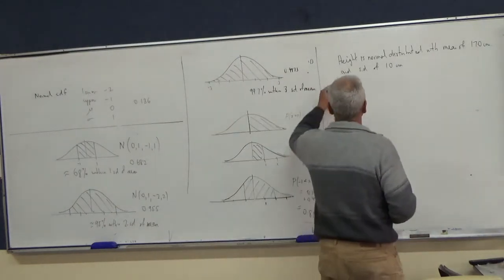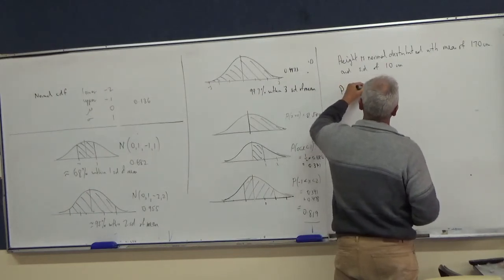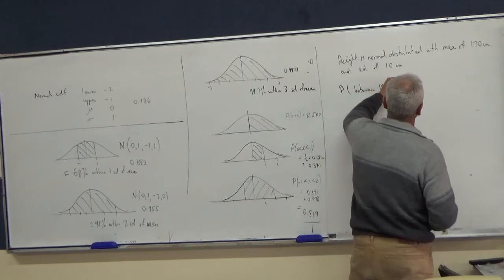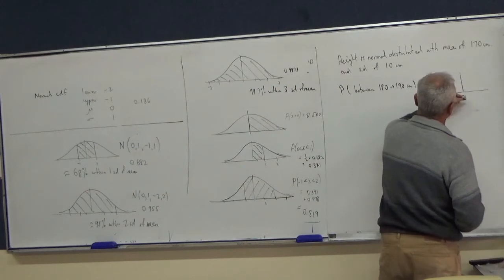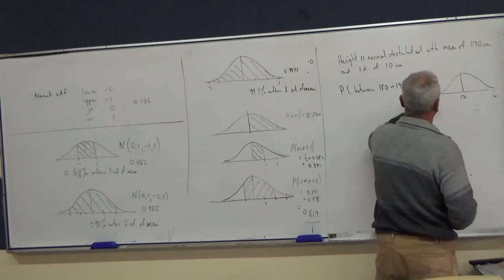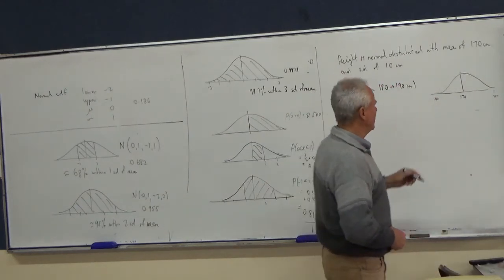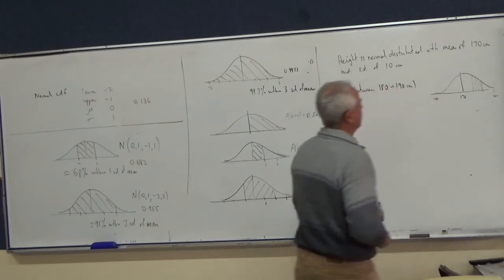So, probability of between, let's say, 180 to 190 centimetres. Alright, quick sketch of this. So it's a mean of 170, and that goes up to 200 and down to 140. Okay, there's a bit of a sketch there. Where's 180, there's 190. It's this much here. Right.